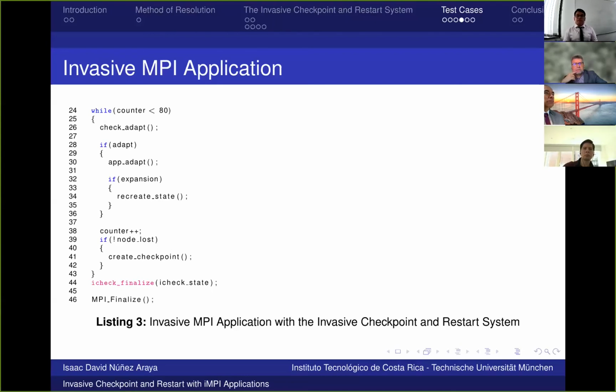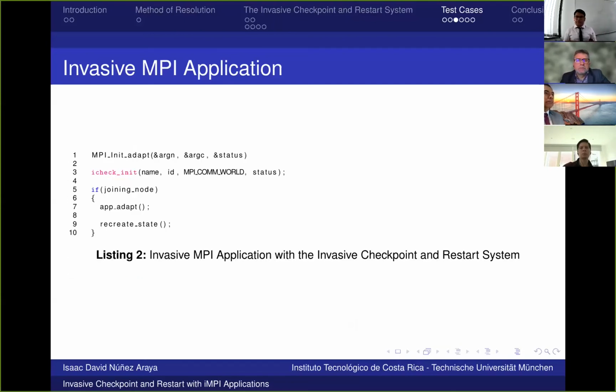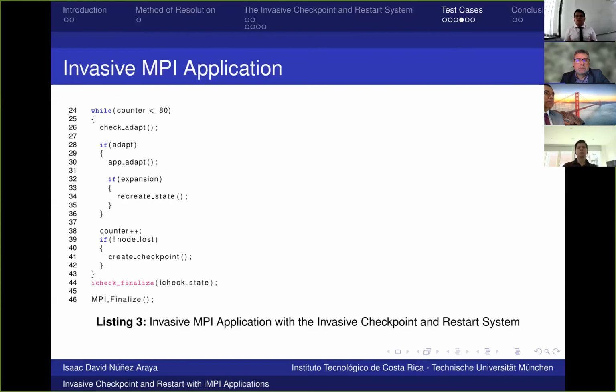If there is an expansion, the application must retrieve the checkpoint and restore the values. This function is a collective call with the other one present in line 9, as can be seen here. Since our focus is also on memory consistency, the application will not create checkpoints if there is a node loss, because the checkpoint must be the same for all processes at any given time.